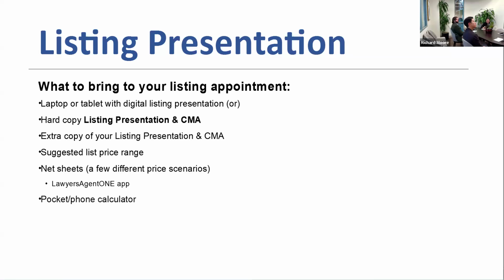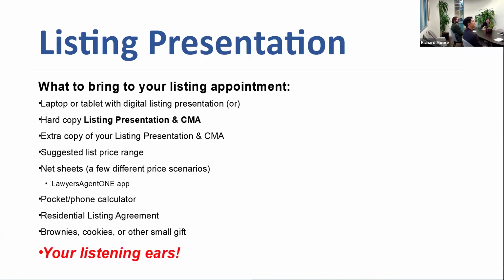Make sure you have a calculator, pocket calculator, or just the one on your phone in case you need to calculate numbers, commissions, things like that. Bring a residential listing agreement with you, because hopefully you want them to sign it there. Bring some pastries or something with you, or a small gift, something, right? Maybe some coffee or something. And then bring your listening ears. This is a good time to bring something like this up.